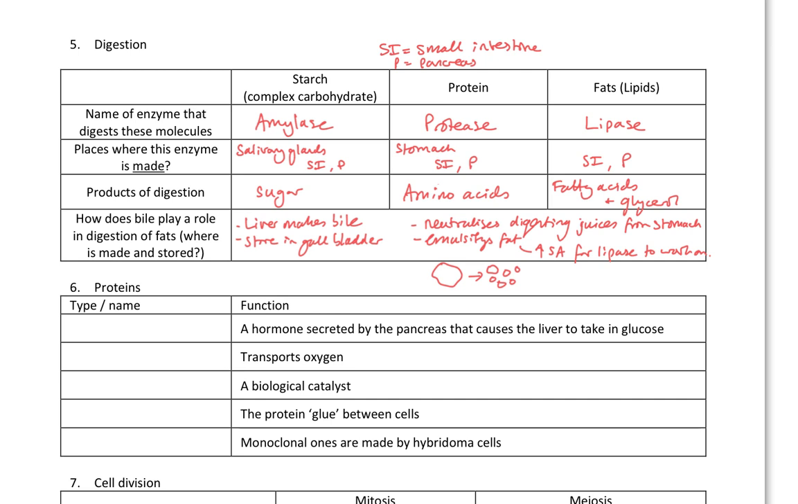Number 6, proteins. A hormone secreted by the pancreas that causes the liver to take in glucose. That's insulin. This is a 6 marker. How are different proteins used in biology? Transports oxygen. Again, people put red blood cells here, but that's not a protein, it's hemoglobin. Biological catalyst is an enzyme. The protein glue between cells, only mentioned once, is called collagen, an example of a structural protein. I think it's in the genetics topic. Monoclonal ones are made by hybridoma cells. Those are antibodies.